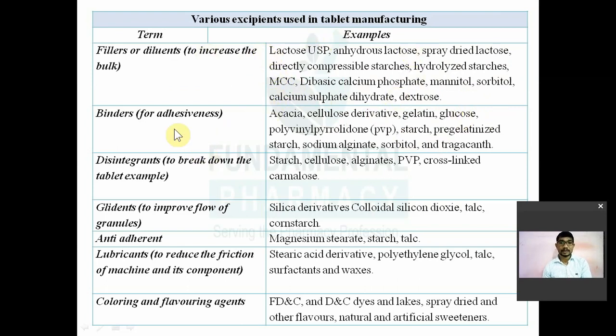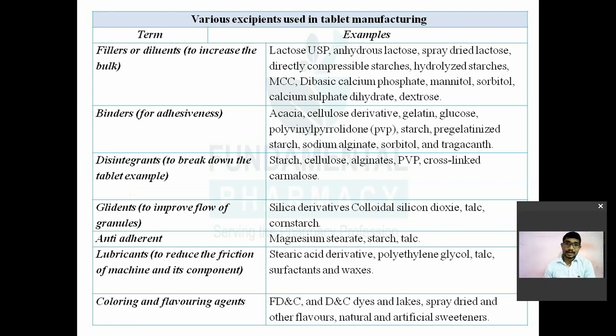The next one is a binder, and binder is mostly used during the granulation. Okay, so binder is used in granulation for adhesiveness. What are granules? Granules are nothing but the agglomeration of drug particles. By adding the binder, by increasing the force of adhesiveness, you are collecting the particles into a particular shape. That is nothing but the granules.